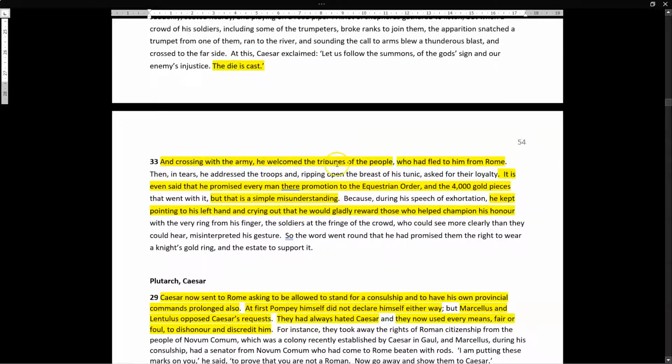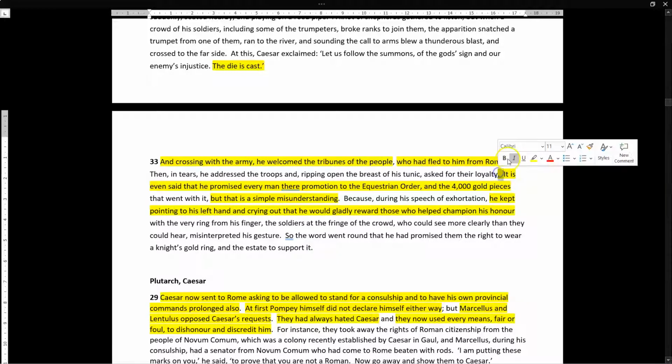And crossing with the army, he welcomed the tribunes of the people who'd fled to him. So he's got those supporters. It is even said, sorry, I'm just going to unhighlight that. It's said that he promised every man there promotion to the equestrian order and 4,000 gold pieces. So there's a rumour that he was using largesse, which is what this is, and the promotion of people into different orders. But according to Tony, that's just a misunderstanding.